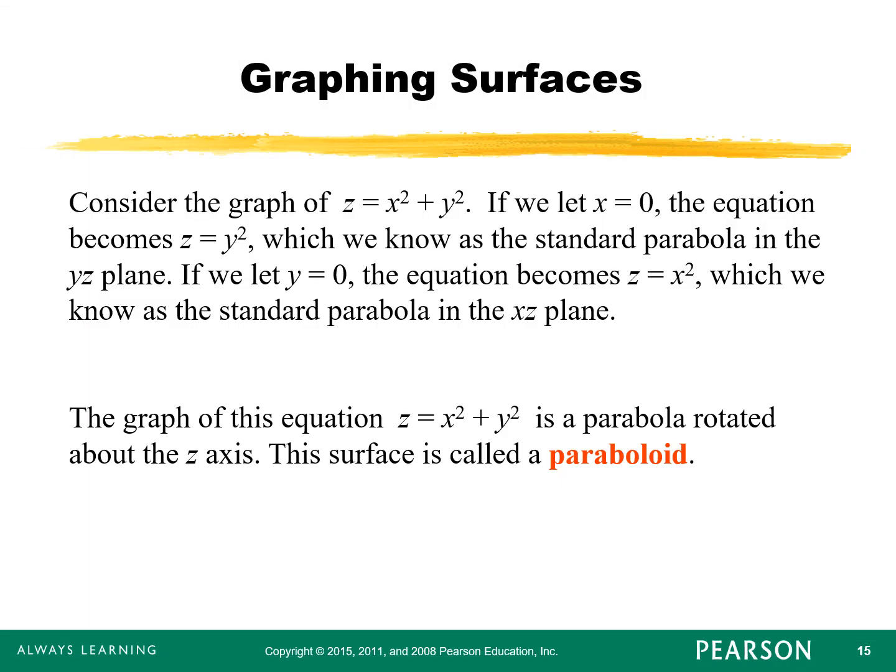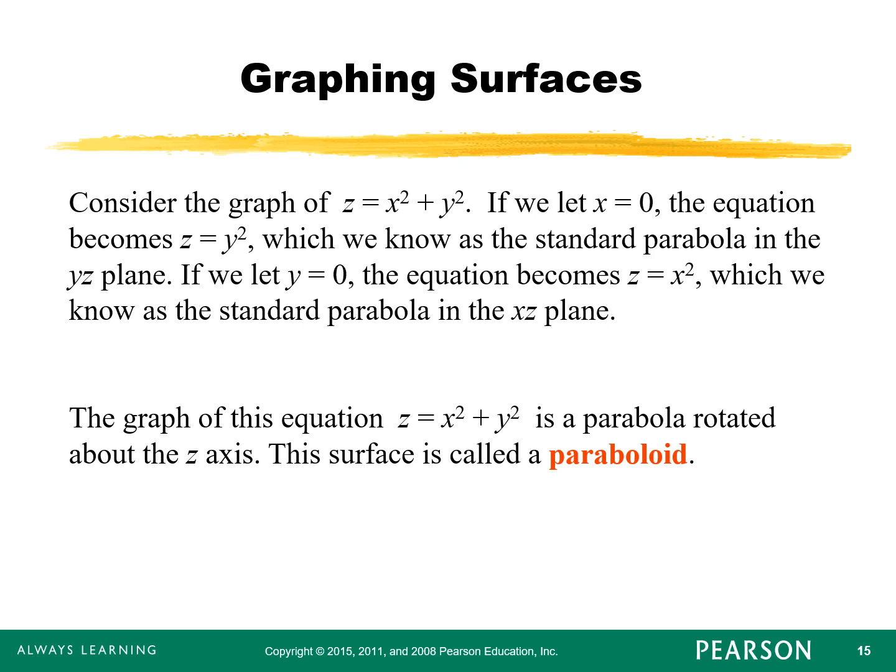Consider the graph of z = x^2 + y^2. If we let x equal 0, then z will be equal to y^2, because 0 raised to any power is still 0. So in the end it is going to be y^2, which we know as the standard parabola in the yz plane. If we let y equal 0, the equation becomes z = x^2, which we know as the standard parabola in the xz plane.